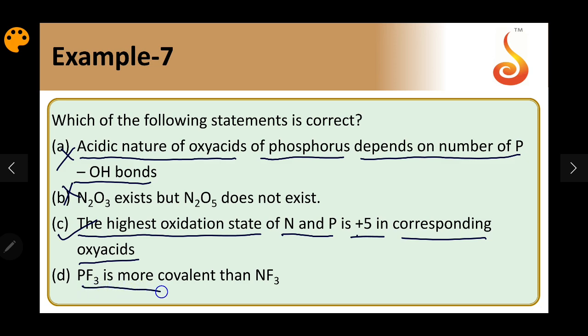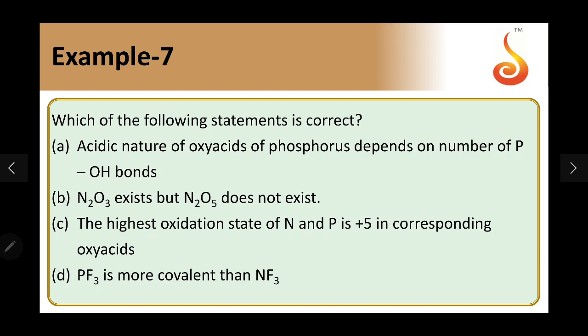PF3 is more covalent than NF3. So in NF3, the difference in the electronegativity is less. The bonds are relatively less polar, remain more covalent in nature. Phosphorus and fluorine, the electronegativity difference is more. It is more ionic than NF3 but less covalent than NF3. So option D is also wrong. So answer should be C.